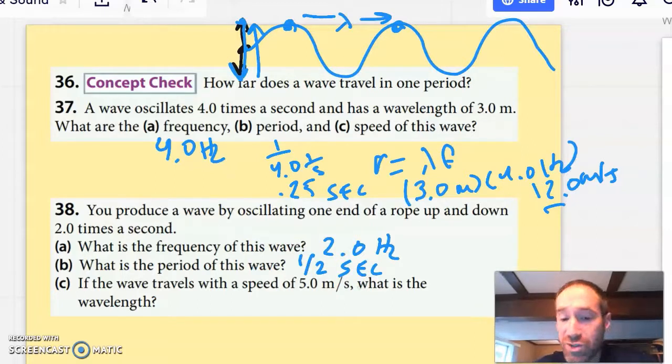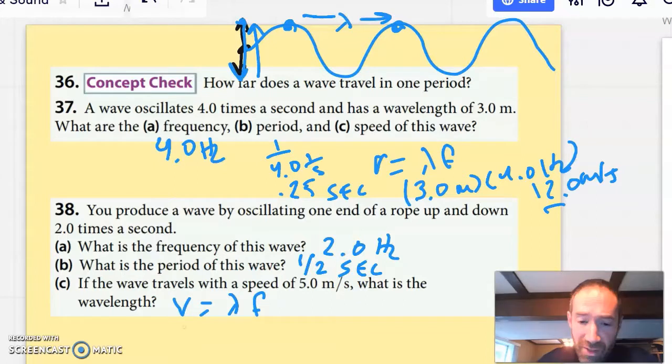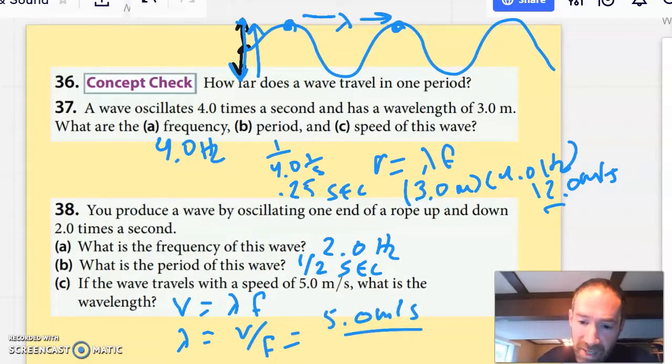And if the wave travels with a speed of 5 meters per second, what's the wavelength? Well, we know that wave speed is wavelength times frequency. And so the wavelength is the wave speed divided by the frequency. And so I can take that 5 meters per second and I can divide by the frequency of 2 hertz. And I can get a wavelength of 2.5 meters.